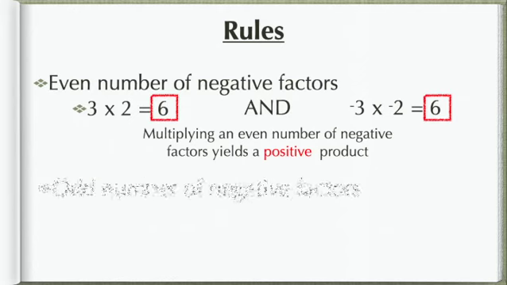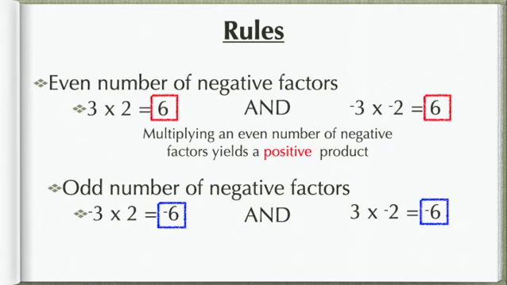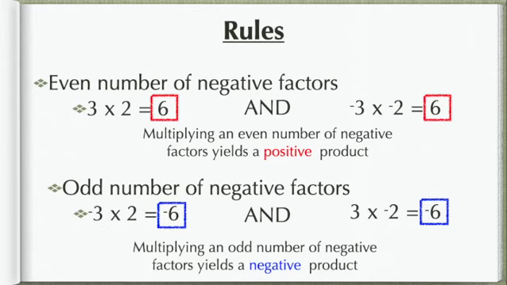What about odd? Well, you've probably already guessed it. If you have an odd number of negative factors, like negative 3 times 2 and positive 3 times negative 2, both of those answers are negative. So there was only one negative factor. One is an odd number, so your answer is negative. Multiplying an odd number of negative factors yields a negative product.